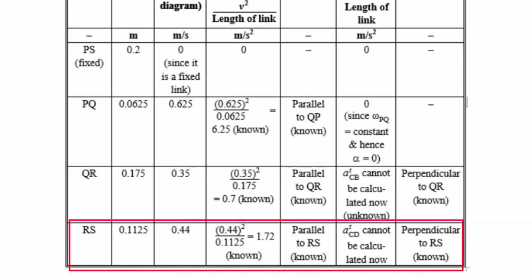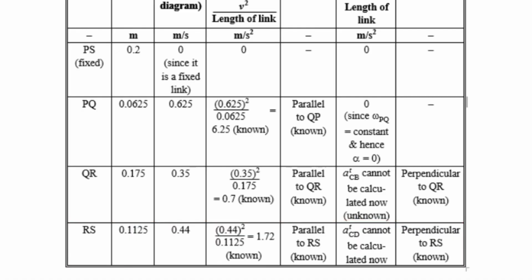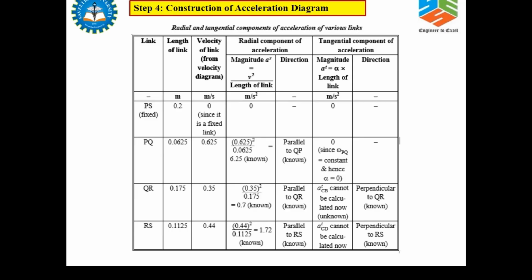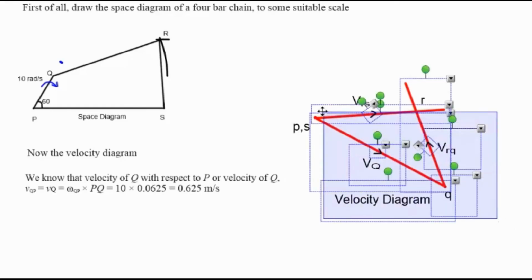Similarly, for link RS, the radial component value will be 1.72 meter per second square, and the direction is parallel to RS, whereas we do not know the tangential component of RS, but we know its direction will definitely be perpendicular to the link RS. Once we know the known and unknown values of both the radial and tangential components, we are ready to construct the acceleration diagram.